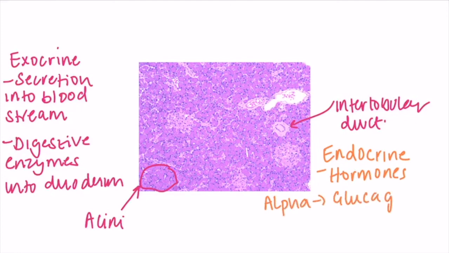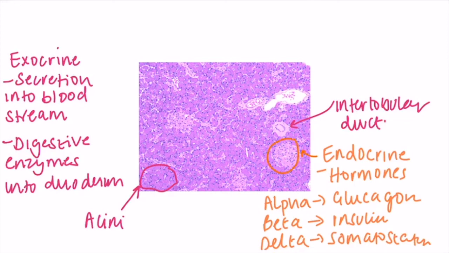But we're more focused on the endocrine portion, which consists of three types of cells: alpha, which releases glucagon; beta, which secretes insulin; and delta, which secretes somatostatin. This area is slightly lighter stained and is referred to as the islets of Langerhans.